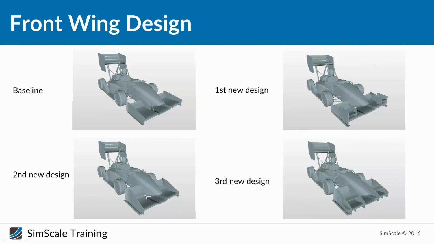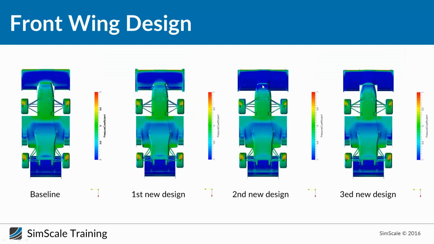And as you can see here, this part is more shaped with the shape of the nose, and we can see that we have more suction, and this will help the front wing, or the car, to create more downforce.